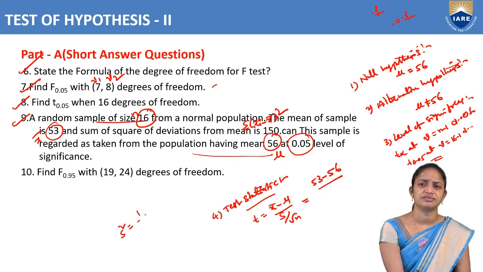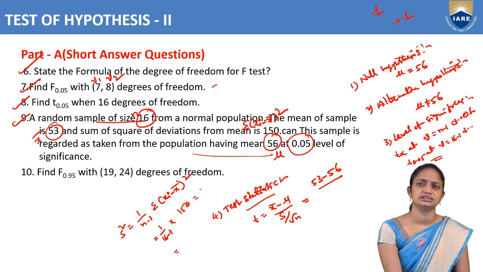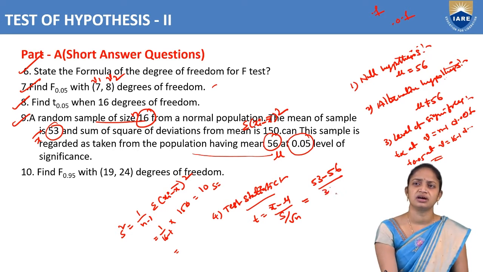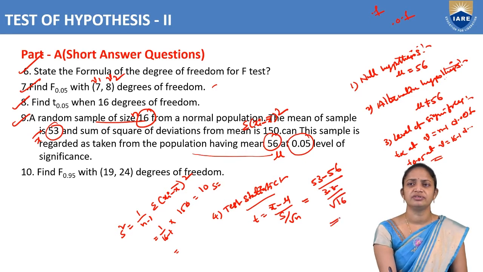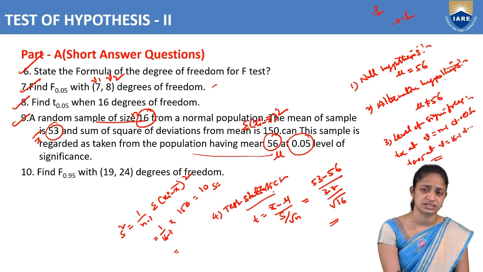What about s? For s square we have 1 by n minus 1 into summation xi minus x bar whole square. So n is 16, minus 1 gives 15. Summation is 150, so 150 divided by 15 gives 10. So s square equal to 10, and s is 3 point something, about 3.34. Divided by under root of n, where n value is 16. By using that, we can find the t test statistic.